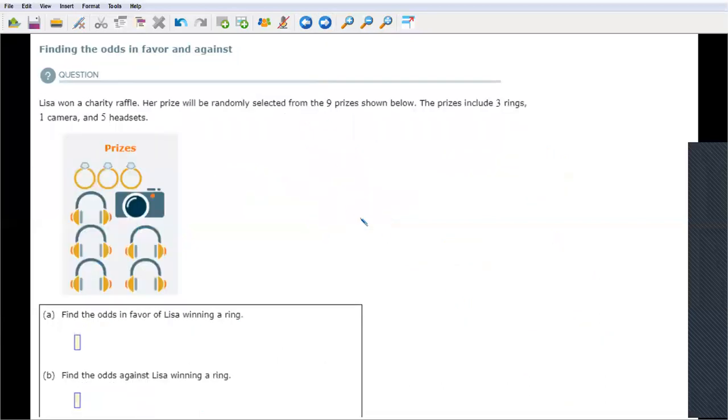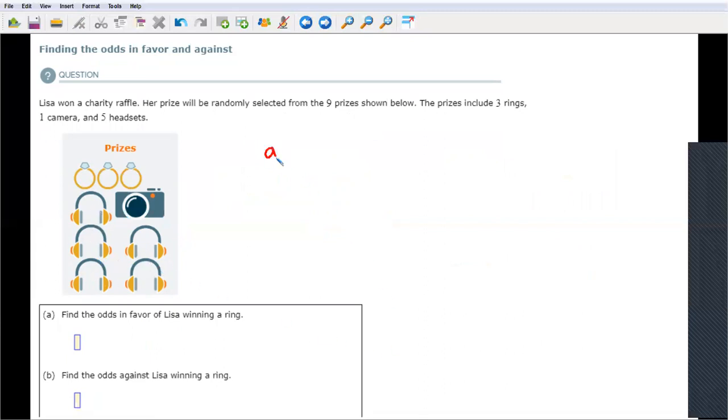So let's take a look at another one here. This one, it says Lisa has won a charity raffle. Her prize will be randomly selected from the 9 prizes shown below. The prizes include 3 rings, 1 camera, and 5 headsets.